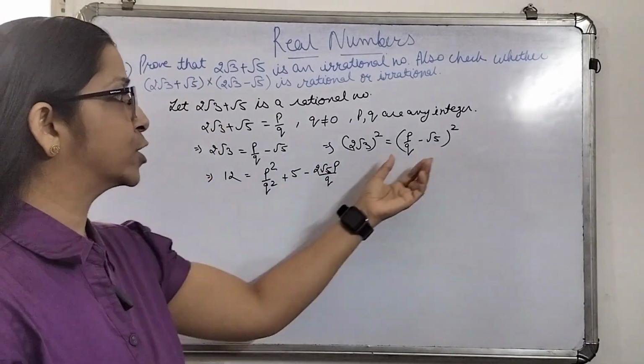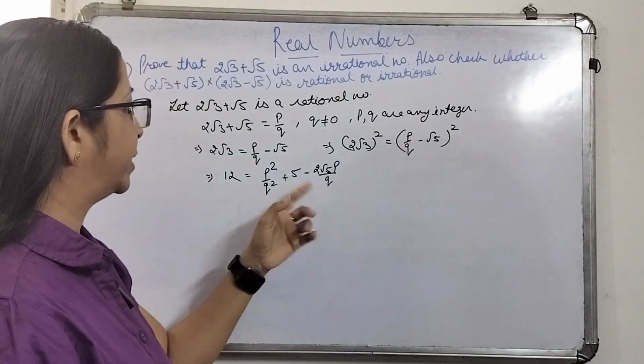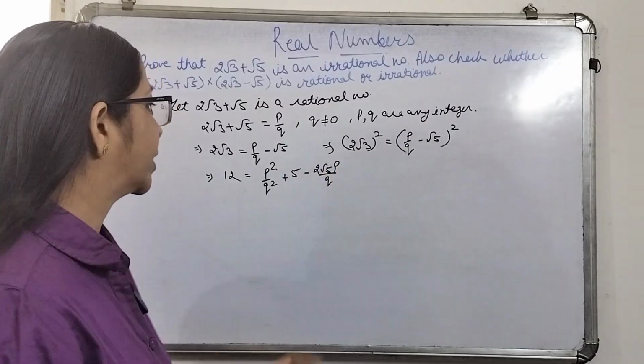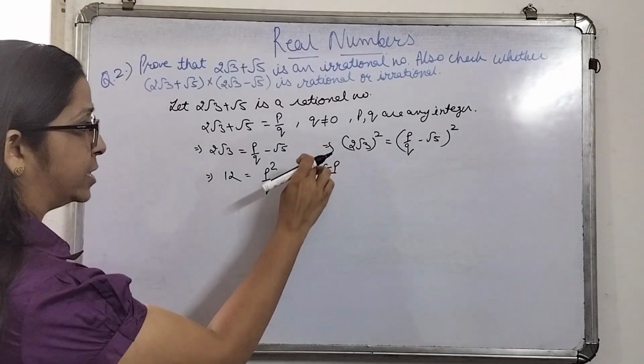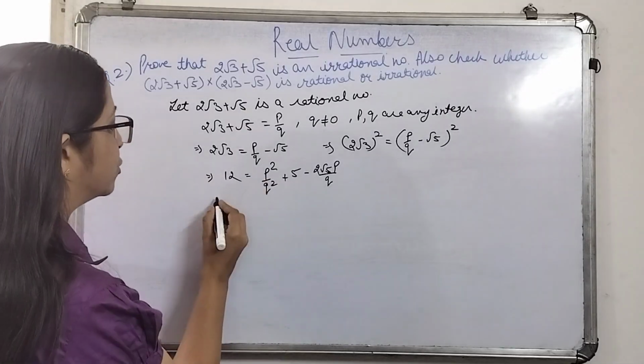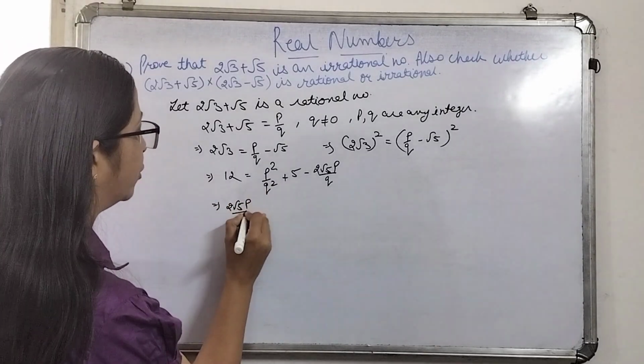It will be the square of this whole, that is (P/Q − √5)², which will be A² + B² − 2AB. Now if we take this term over here to the LHS part and this 12 over here, this will become 2√5 P/Q.